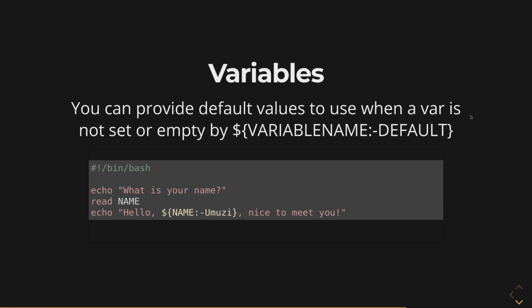Now, what happens if you need to deal with variables in your script that might not be set? There's actually a syntax that you can use. And it's also another reason for using the curly braces approach to accessing variables. What you can do is, inside the curly braces, add colon, dash, and then the default value. In which case, if the variable isn't set or it's empty, it'll replace it with the default.